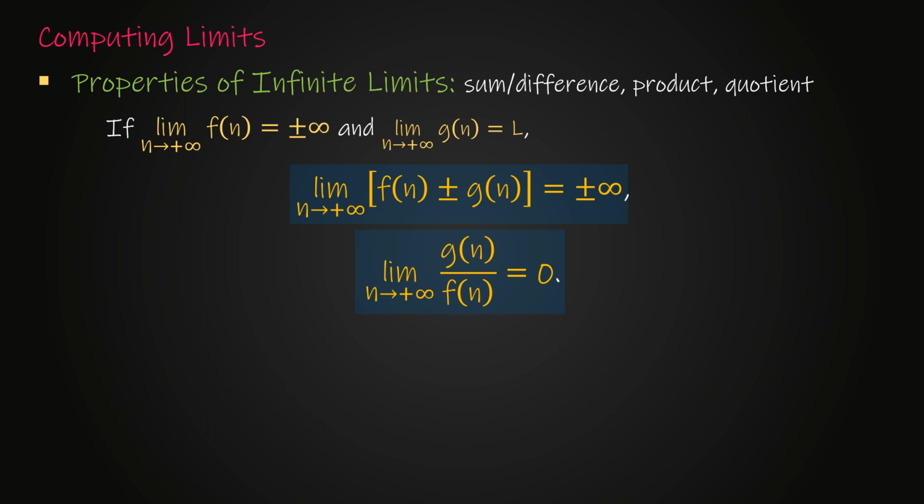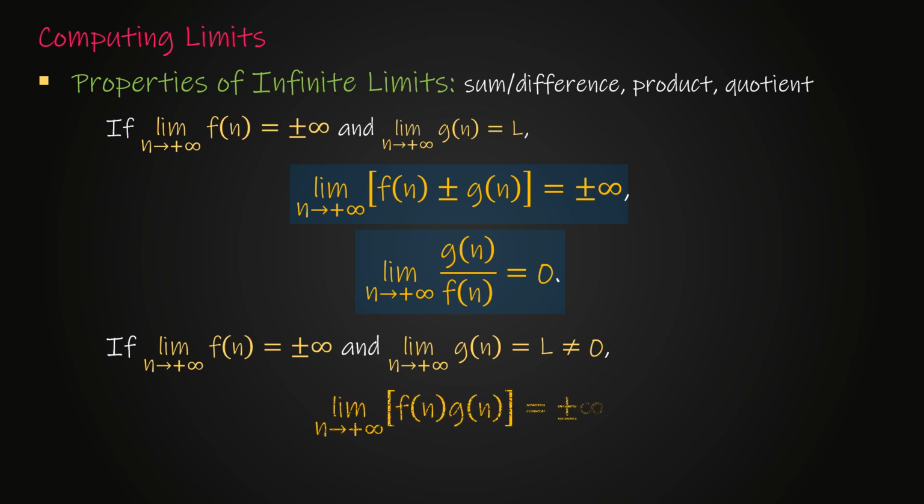Now for the product rule, if the limit of one sequence is infinite and the limit of another sequence is a finite number but not 0, then the limit of the product of these sequences is also infinite. It is positive infinity if the sign of the limits of the sequences are the same, or negative infinity if the sign of the limits of the sequences are different.